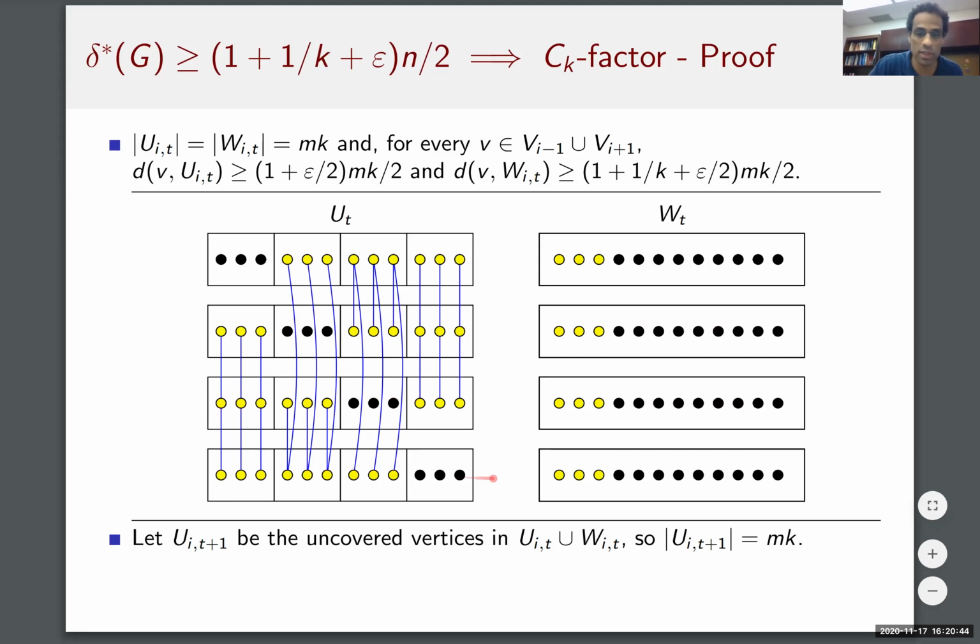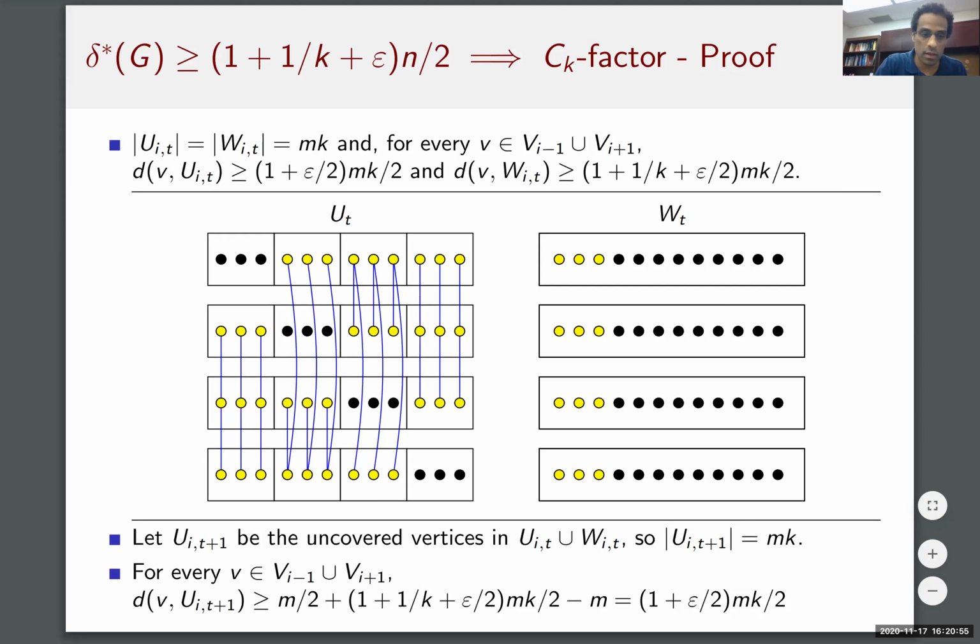That's exactly what UT plus 1 is going to be. And then I'll have a new, totally untouched column that will be the WT plus 1. Okay, so what is the degree? So let's see. Well, into this part, it was about half. So it's at least m over 2. That comes from the random partitioning.